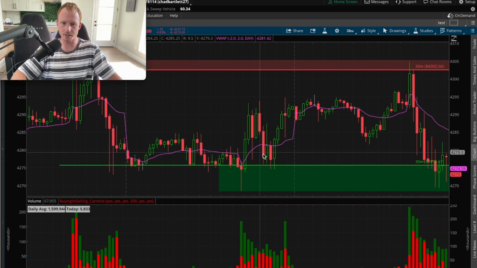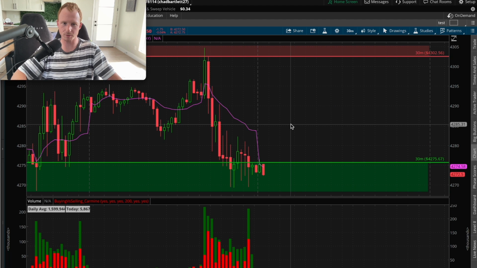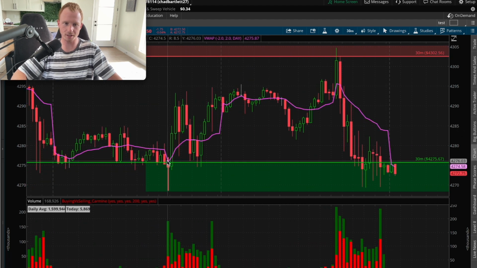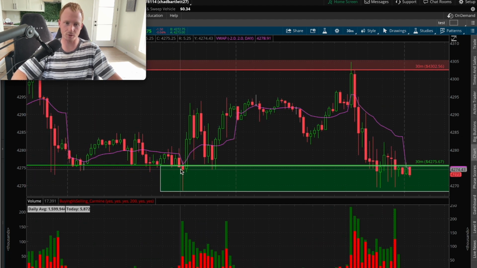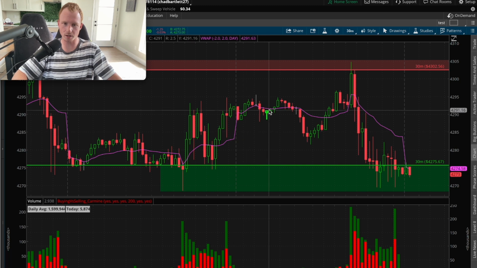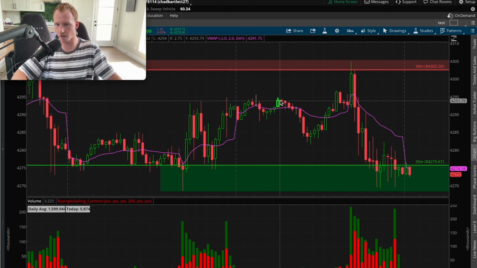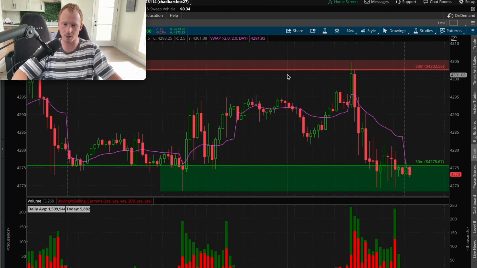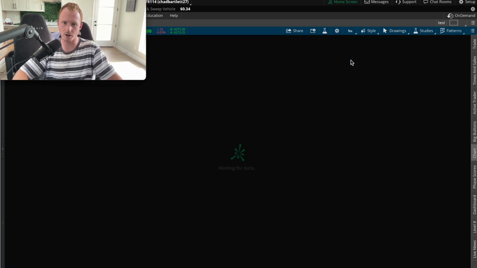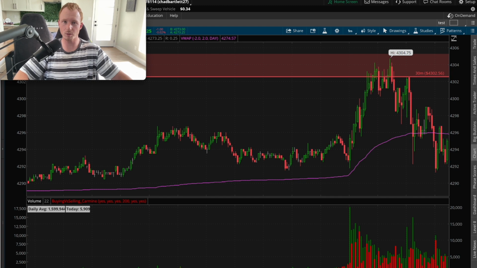Then obviously I did the same thing with a demand zone. As we can see, yesterday we had a demand zone here where price reversed and we ended up rallying up. We got all the way up to almost 4,300 during the overnight session. Okay, so let me go back into the 1 minute chart. That's the first thing you want to do before the market even opens.